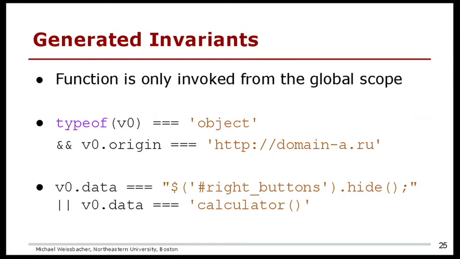Okay, so coming back to this running example we had, if we run our tool on this domain a.ru website, we would see that the listener function is only invoked from the global scope. So no other function is invoking this function directly. It is only catching events. And the type of argument 0 here is object. And the origin property of this object is http domain a.ru. And the data field is one of 2 jQuery commands. We checked this by manually analyzing the code of the site, and so these invariants turned out to be correct.